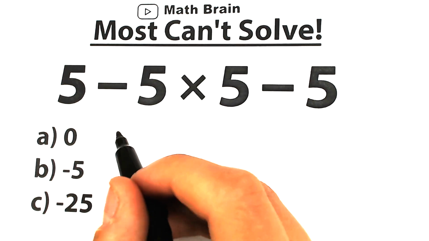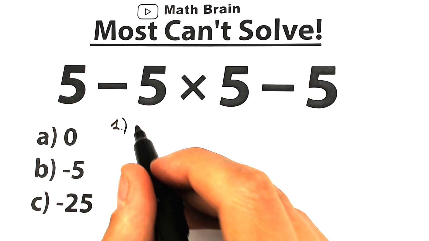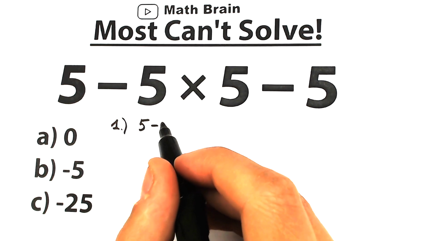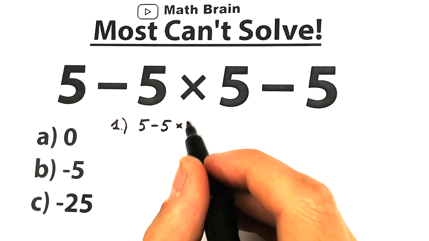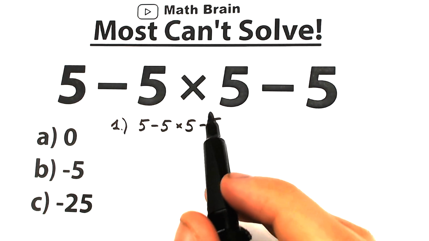So first of all, I want to start with this first interpretation, because a lot of students solve this question like that. So what do we have? 5 minus 5 times 5 minus 5. So here's our challenge, and a lot of students solve this question like that.